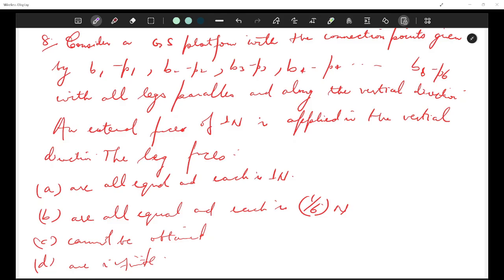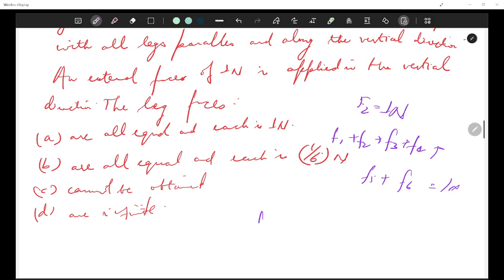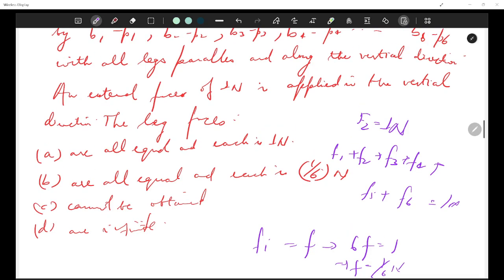So each leg can carry only a vertical force, right? So if Fz in our case is equal to 1 Newton, then F1 plus F2 plus F3 plus F4 plus F5 plus F6 should be equal to 1 Newton. Each leg must carry an equal share, right? This is very simple. So the total of Fi is 6F, which should be equal to 1, and F should be equal to 1 by 6 Newton. Alright, so the correct option is B.